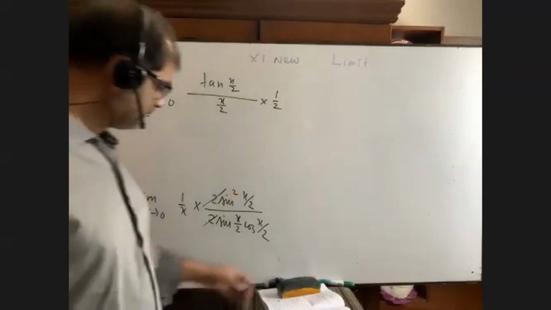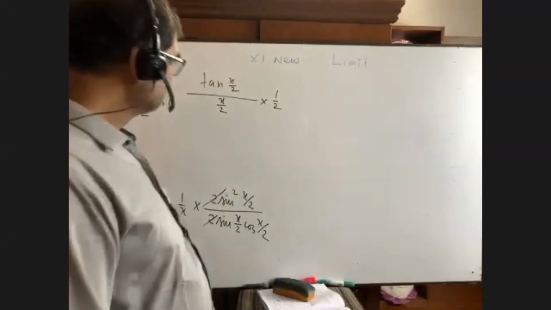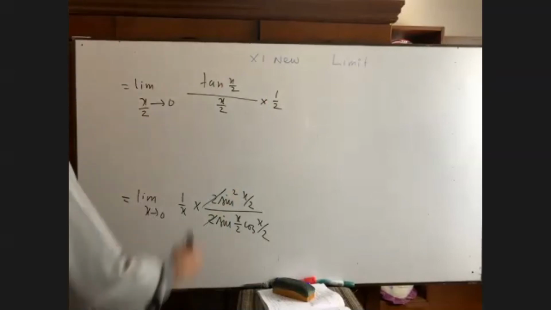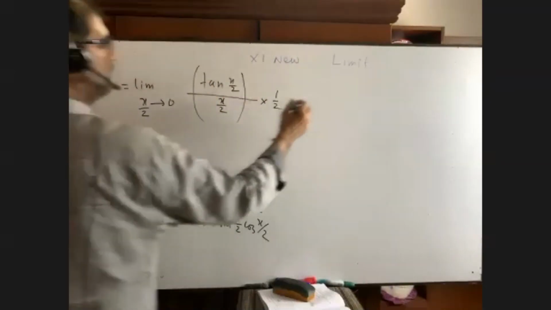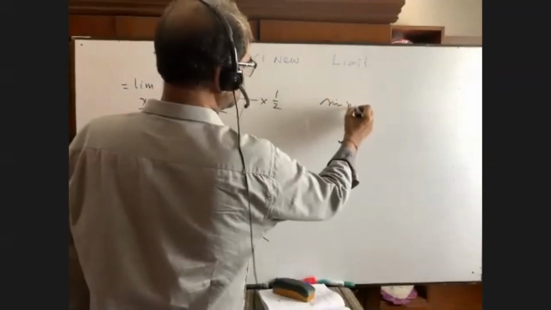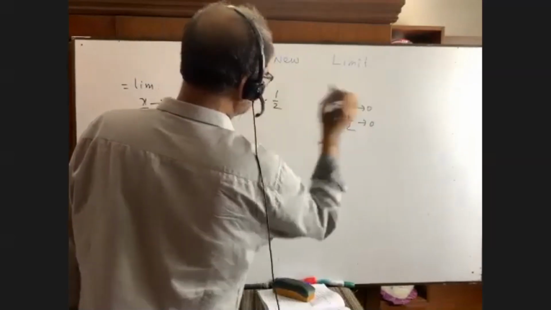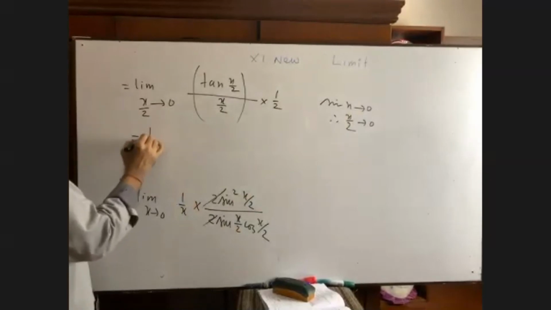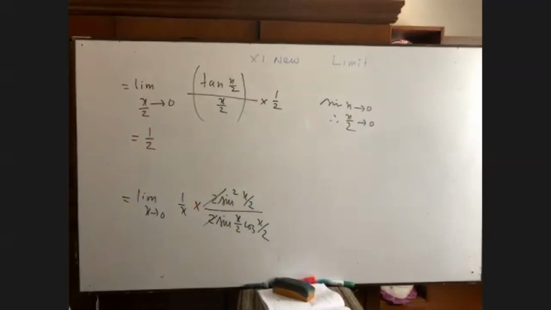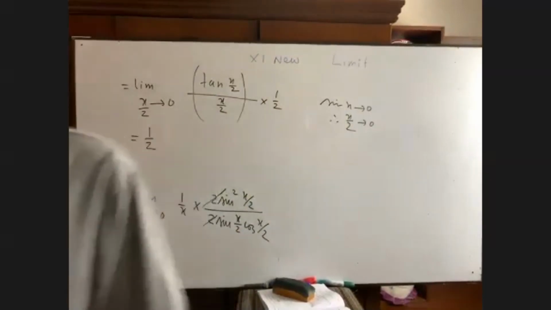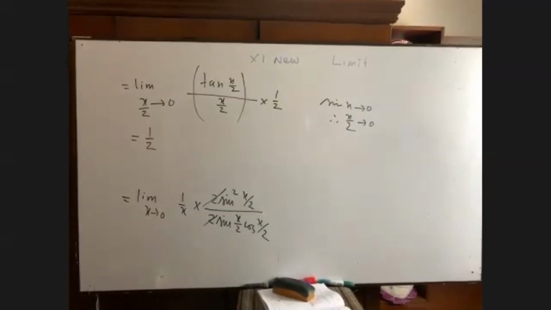Let me know. Since x tends to 0, so x by 2 tends to 0. So we have answer 1 half. Sir, the answer is half, sir.